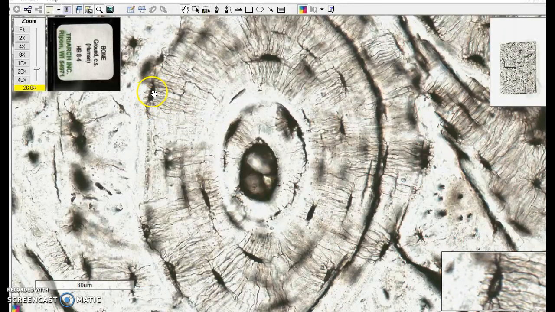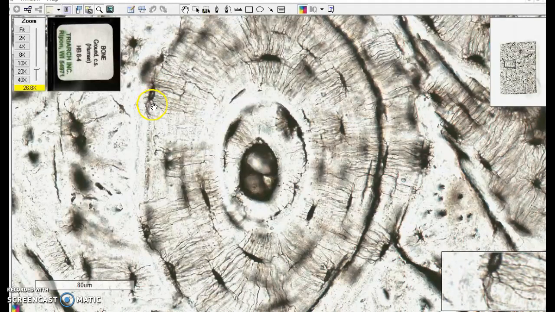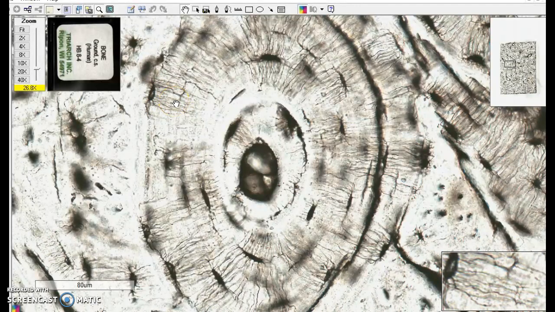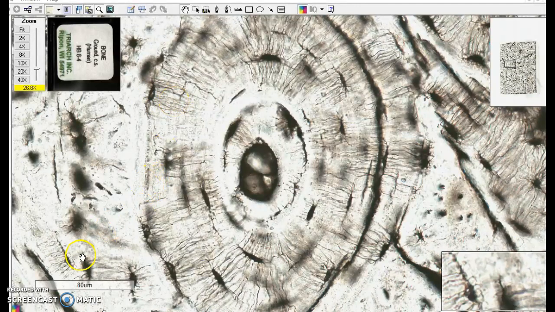Remember, an osteocyte is in the lacuna, and then it puts cytoplasmic extensions down these canaliculi so that it can talk to other osteocytes. And that's bone.